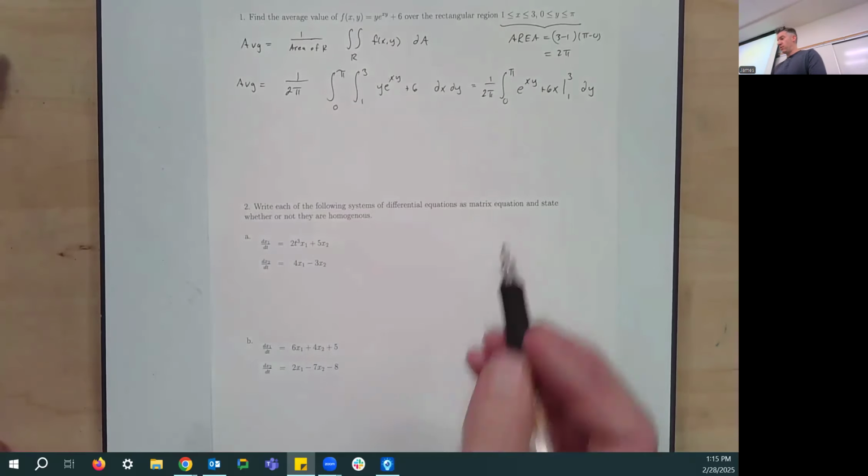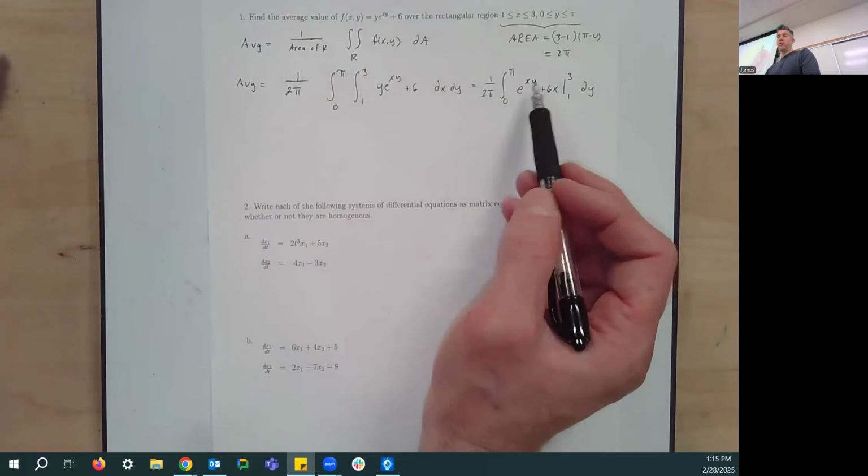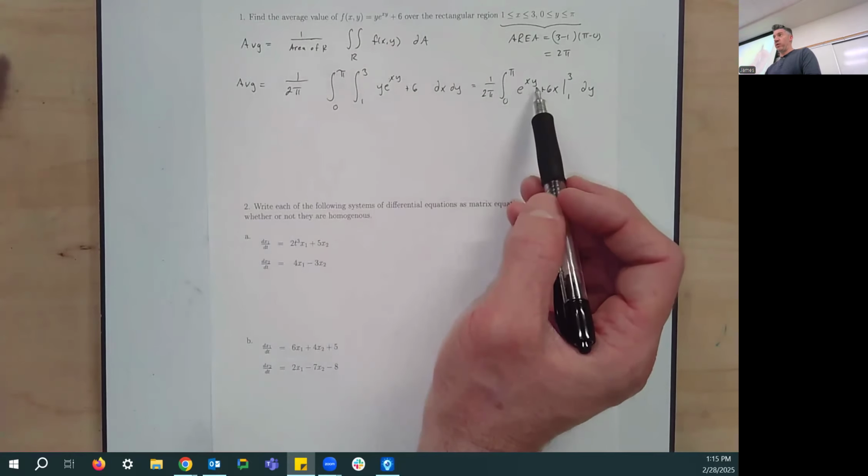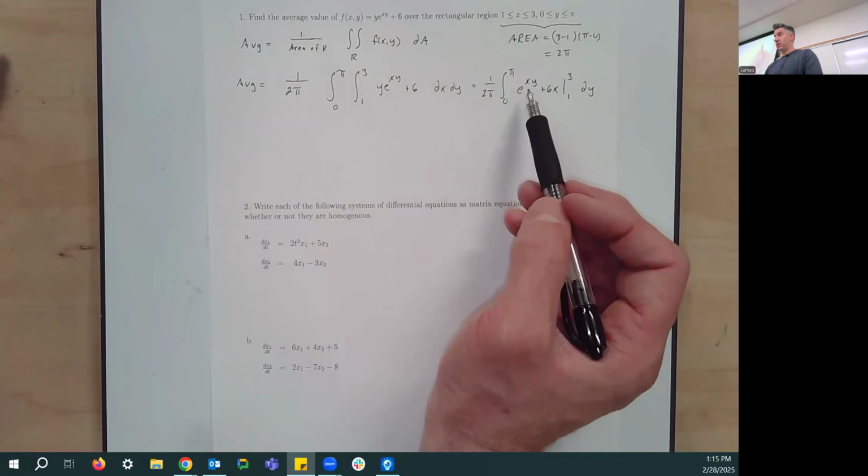And again, you can double check that for yourself, right? If you took the derivative of this, the derivative of e to the stuff is going to be e to the stuff times the derivative of the stuff, which is just y in this case.